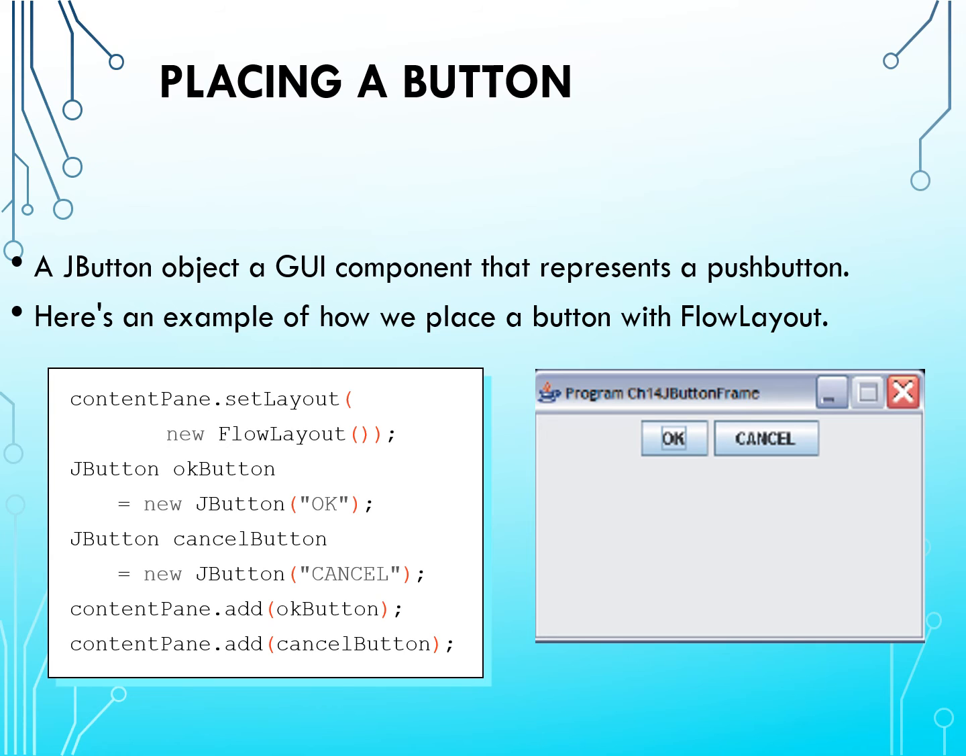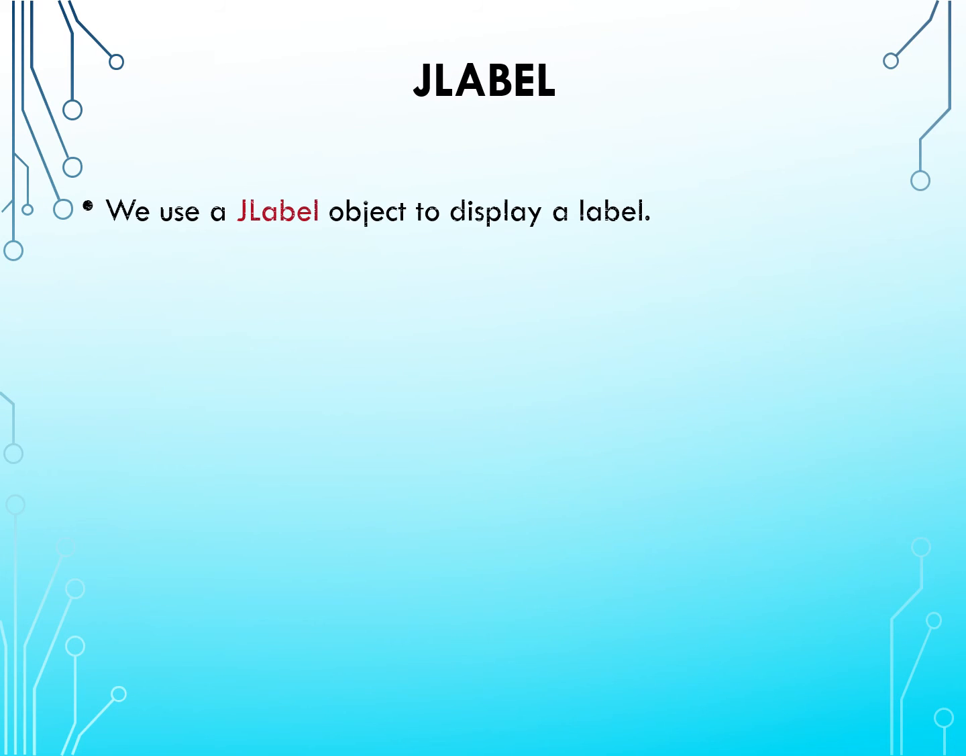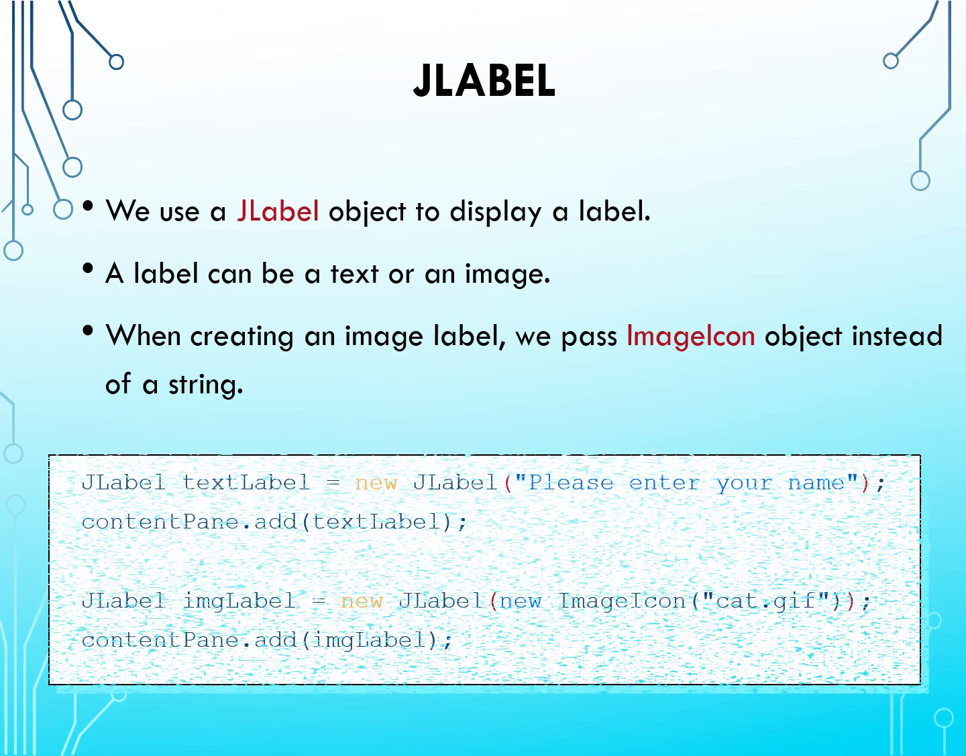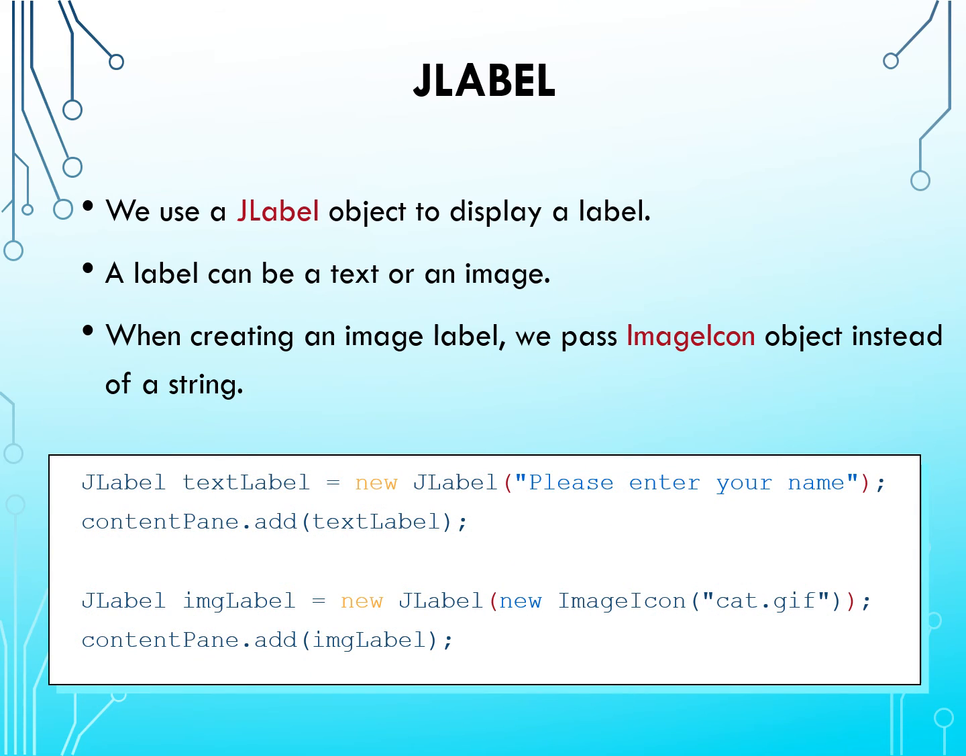So it will keep on adding whatever you want to add until it reaches the end, then it will go to the second line. For example, you want to continue using the same content bin, and then you want to add a label. So the variable name is text label, and this is the label: "Please enter your name". Then you put this label that you have created in the content bin. So you put content bin dot add text label.